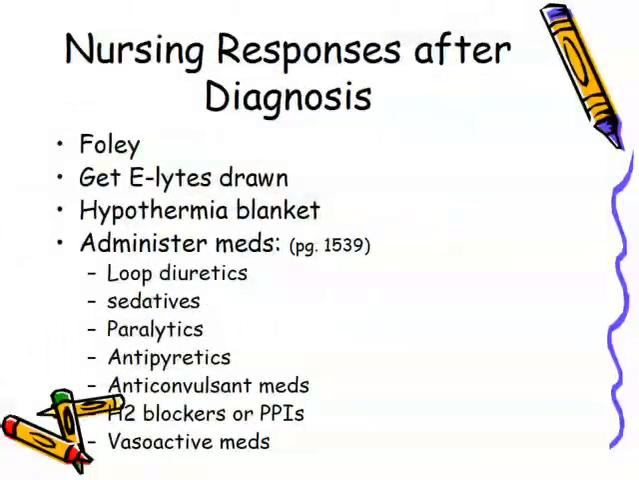If that patient's temperature continued to be unstable, the patient might require a hypothermia blanket. And in addition to the mannitol that we talked about earlier, the patient might also be given diuretics, sedatives, perhaps paralytics with intubation, antipyretics to bring down that temperature. Patients that have increased intracranial pressure are high risk for having seizures, so the patient would be given anticonvulsant meds and also H2 blockers and vasoactive meds to support the cerebral perfusion pressure.